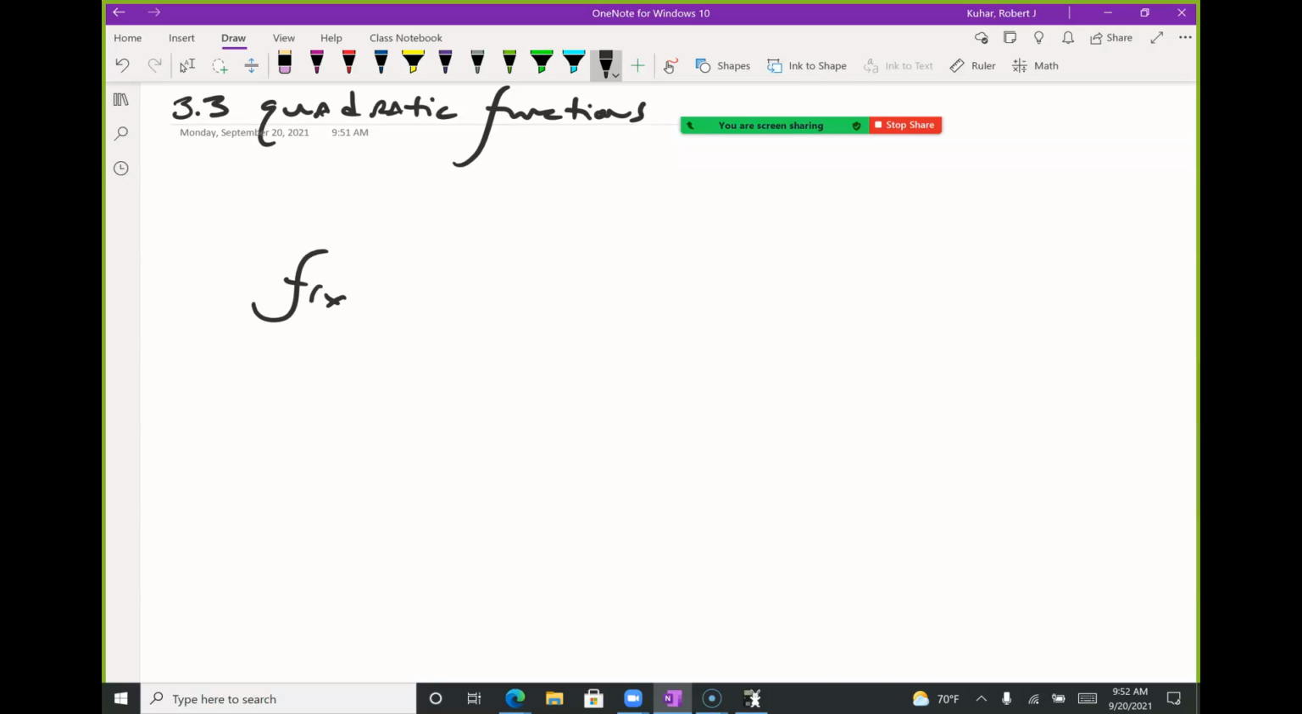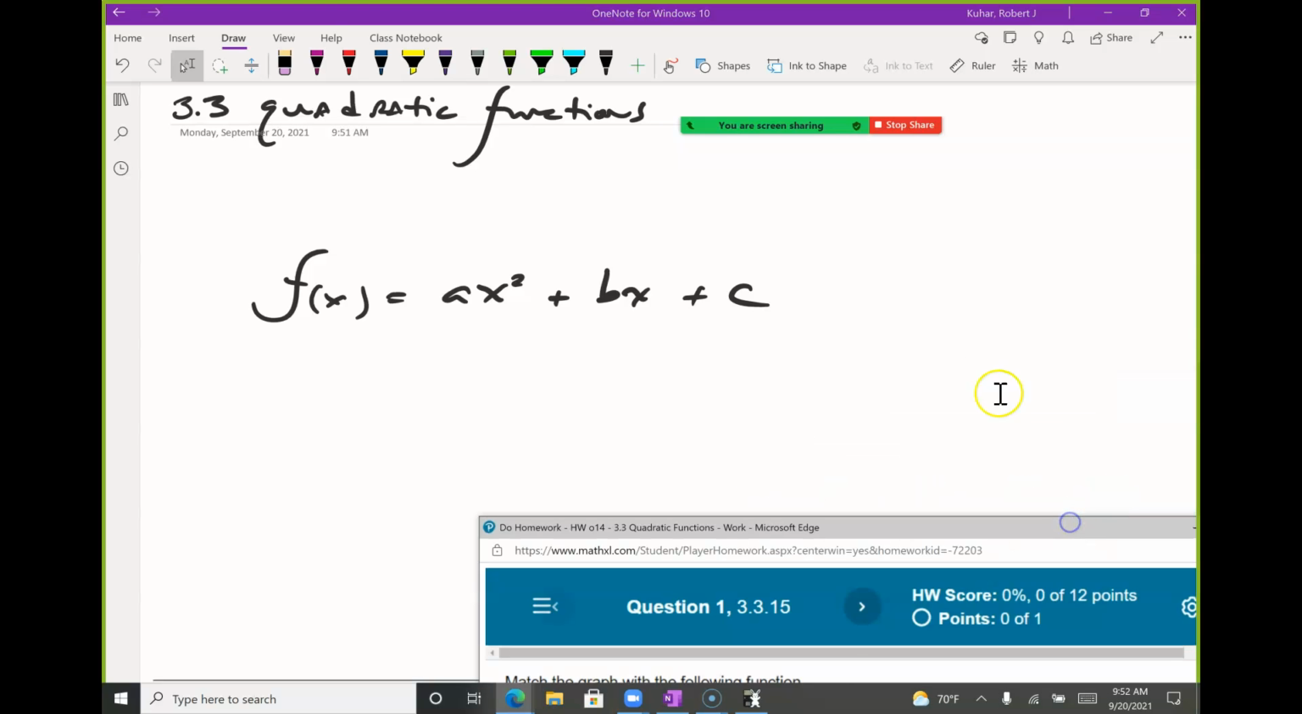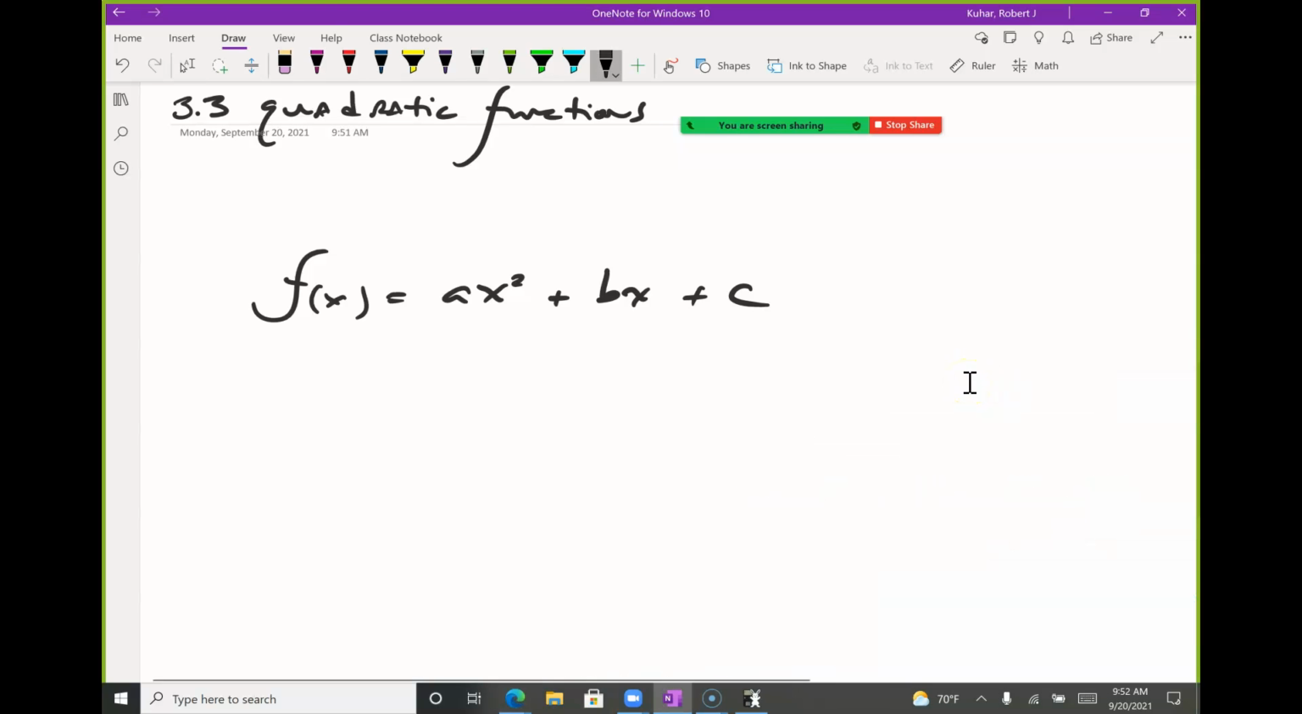So of course we're talking about f of x equals ax squared plus bx plus c, right? What can you tell me? Anything you want to share with me about what you know about this particular function? The quadratic equation? Fine. Yeah, so good.